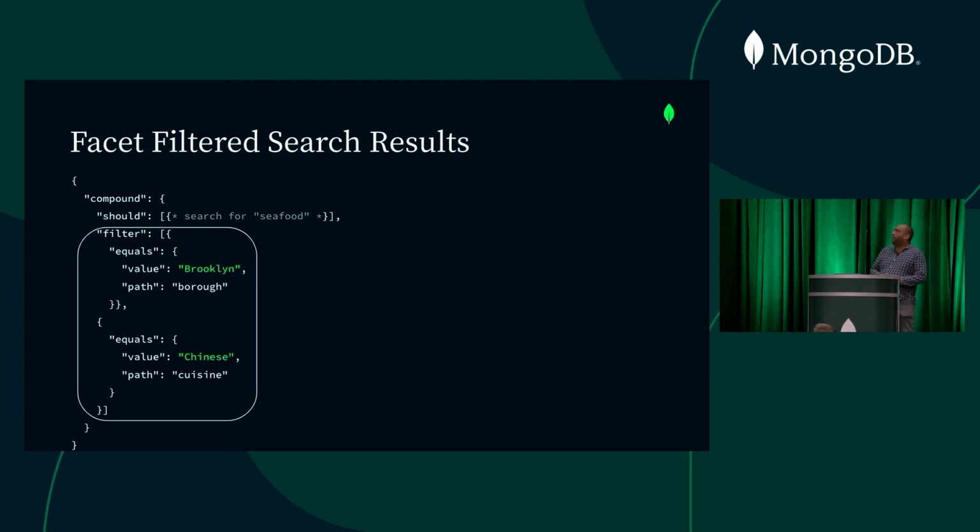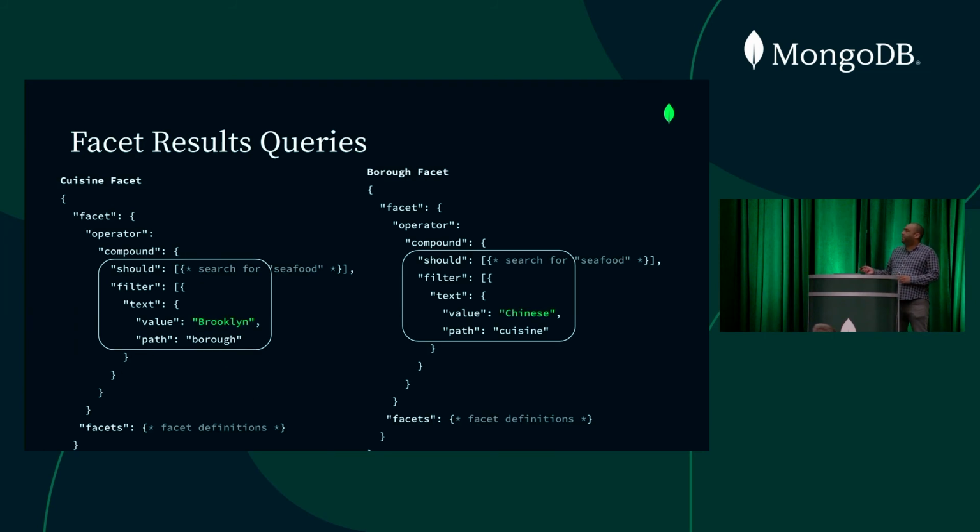To support our facets, we'll need to issue 2 queries, one for each facet, and we'll want to include the filter for all facets other than the current facet. In our query for the cuisine facet, we have a filter for Brooklyn, but not for seafood. And then in our query for the borough facet, we have a filter for the cuisine, but not for the borough.